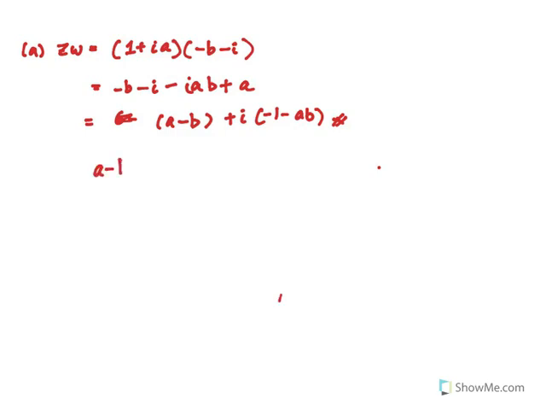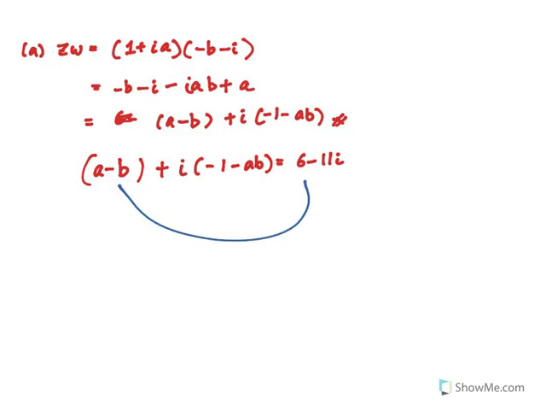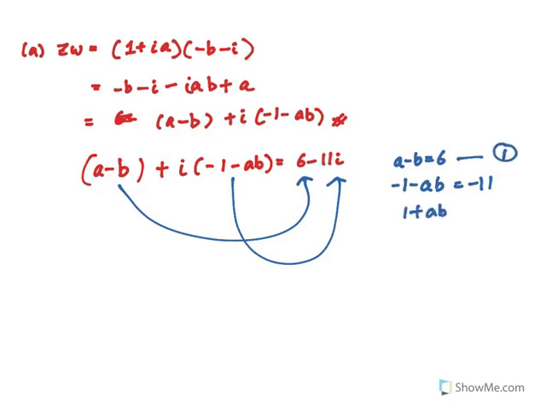We know this equals 6 minus 11i. Since A and B are both real and positive, we can equate the real and imaginary parts. So A minus B equals 6, and negative 1 minus AB equals negative 11, or simply put, 1 plus AB equals 11.